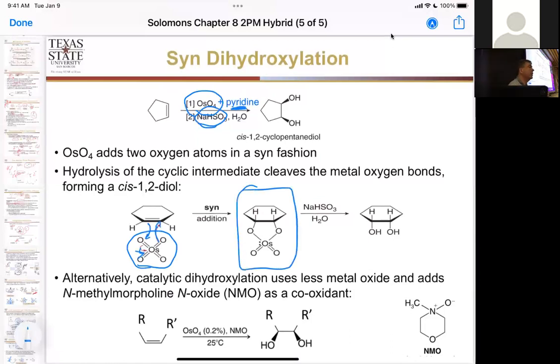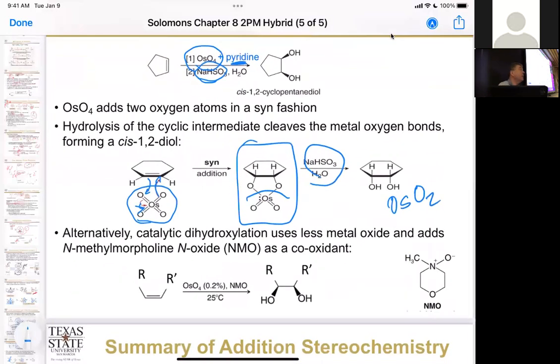So notice this is syn addition. Because it's coming in and adding at the same side with both oxygens at the same time, it's always syn addition. And then we have to reduce off the osmium, and that gives us osmium dioxide. That's how the reaction usually runs. The only problem is osmium tetroxide is toxic and volatile. It's a toxic volatile liquid.